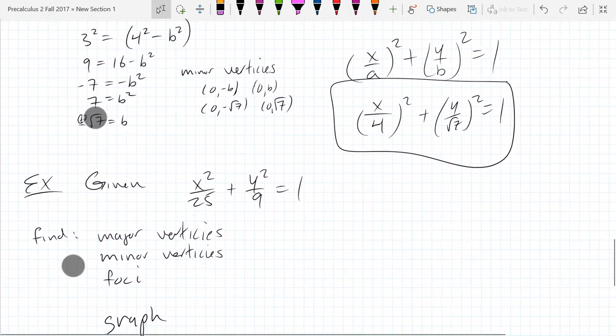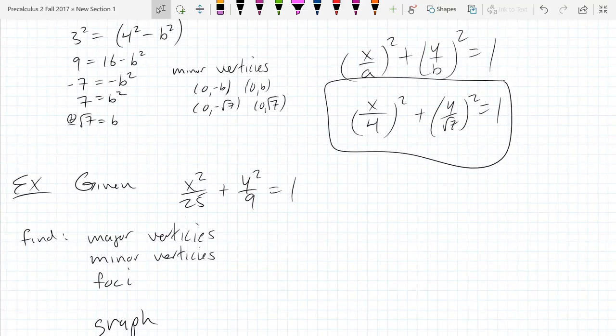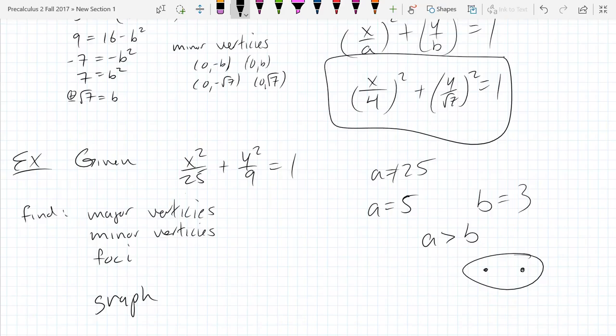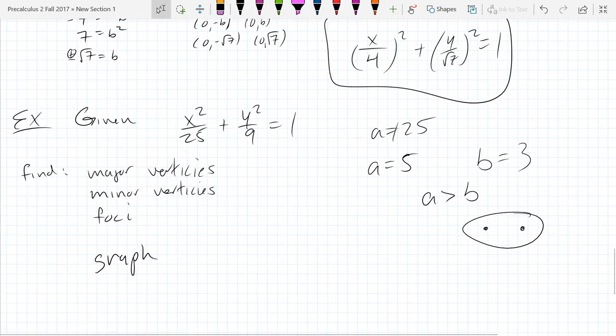So I have the form on the board in the upper right corner. a is not 25. It's almost 25, but not quite. 5. So it'll be a square root. So the way it's written, it's x over a whole thing squared. So what you're looking at in our equation is a squared. So regular a is 5. And what about b? b is 3. Now, in this case, a is greater than b, so that means it's going to be a wide ellipse. So it's going to be a wide ellipse when we graph it. That means your foci are going to be horizontally spaced, not vertically spaced. So a was bigger, so this is the shape of our ellipse.